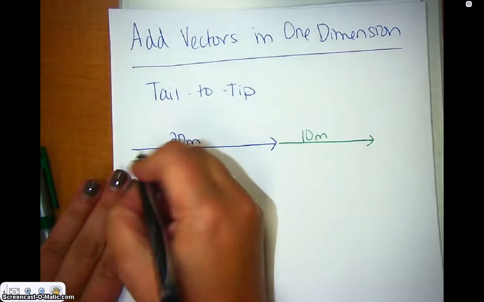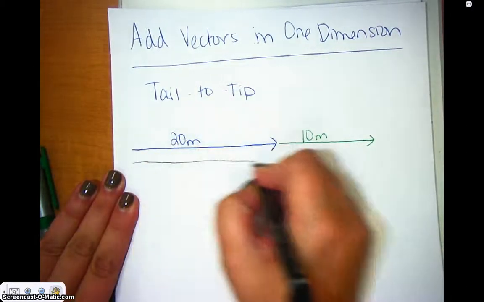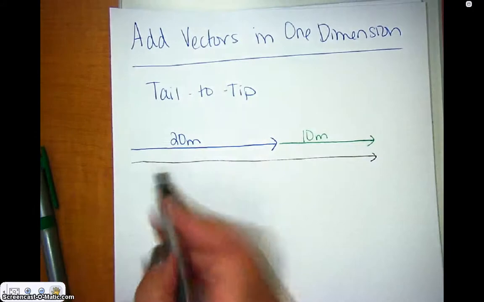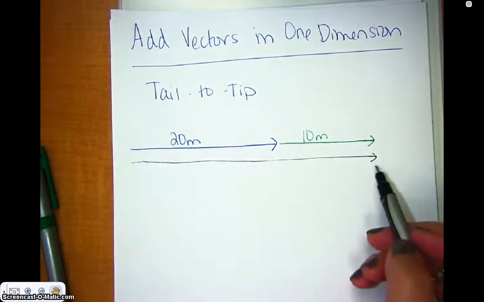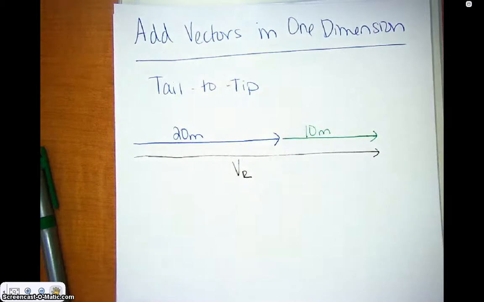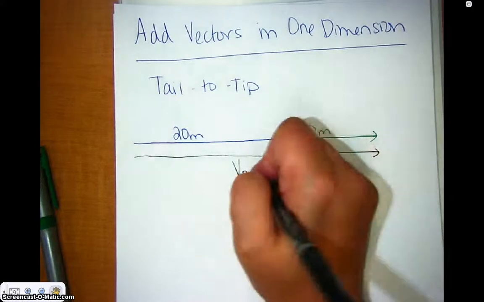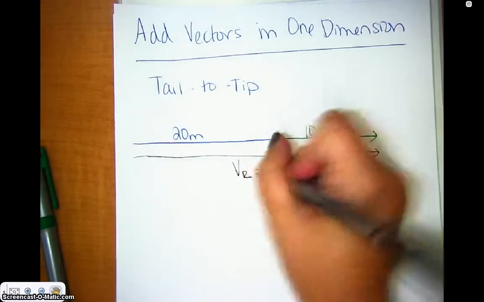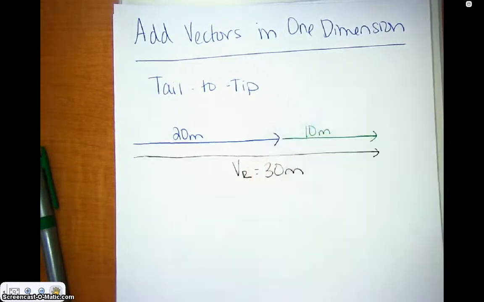So it would be this, from the tail of the first to the tip of the last, or from where I began to where I ended up. So this would be my resultant vector. And it'd be really easy to see that just because these vectors are pointing in the same direction, the magnitude of that vector would be directly to the right 30 meters.